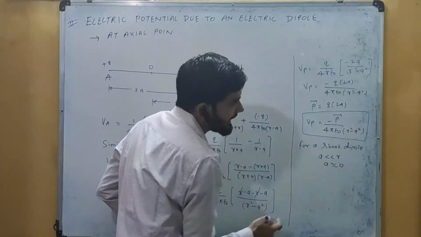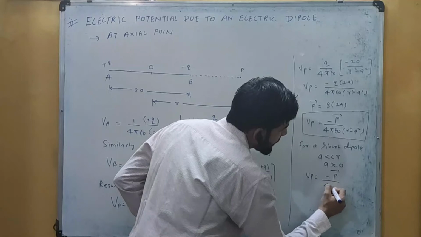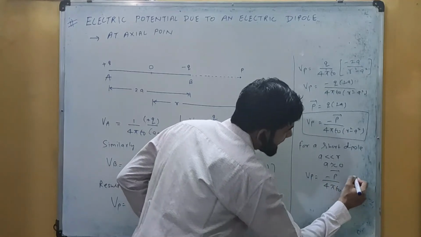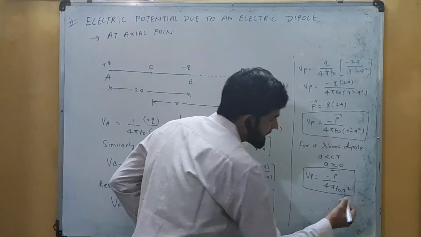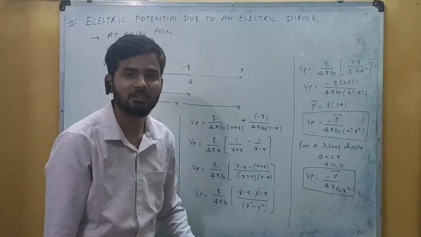So when I put a equals to 0, then Vp is equals to minus P by 4 pi epsilon naught r square. This is what the potential at point P is. Now here what does this negative sign mean?